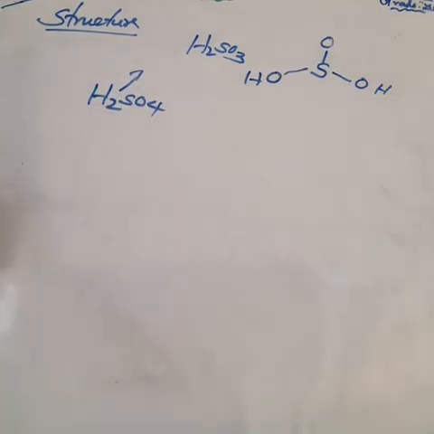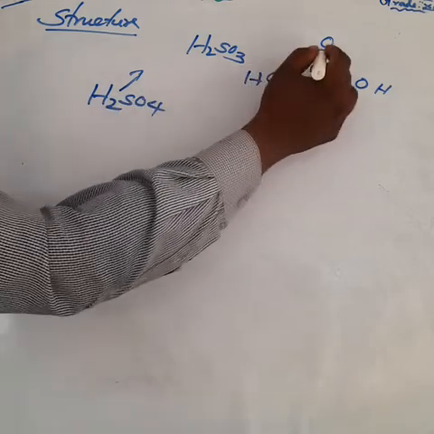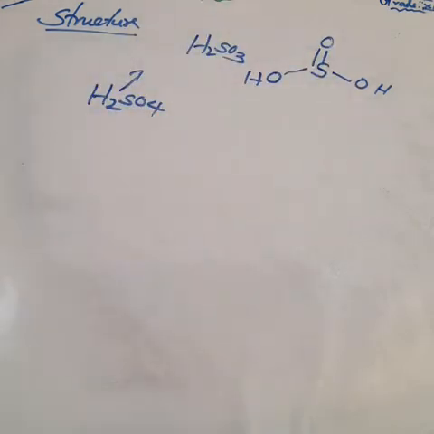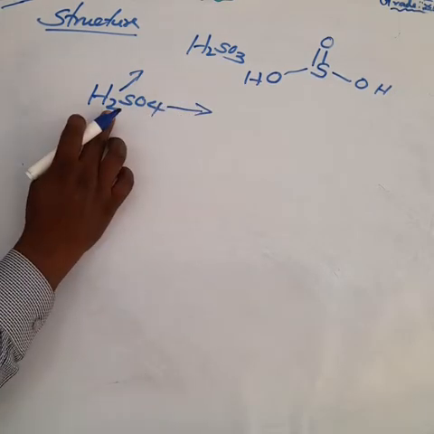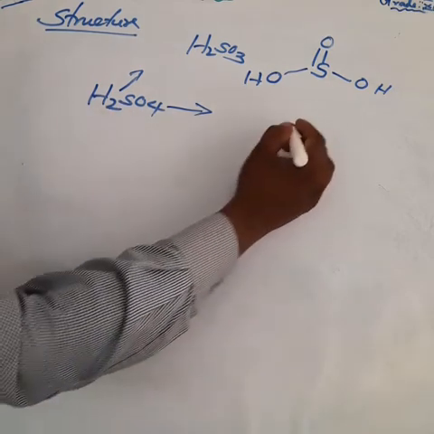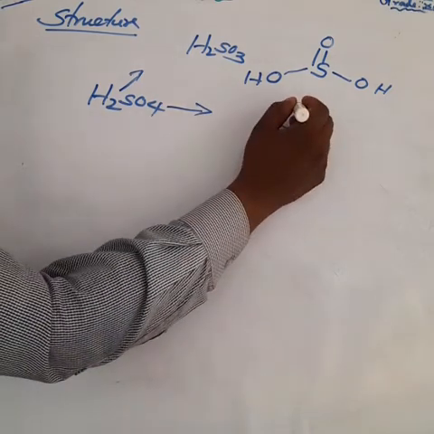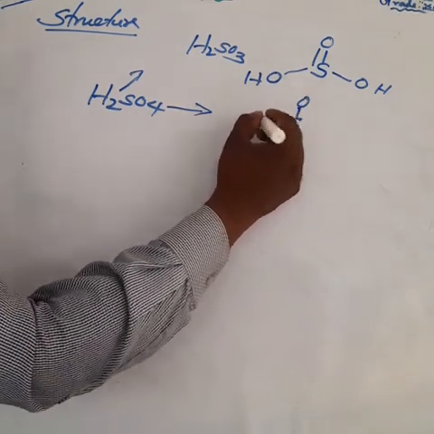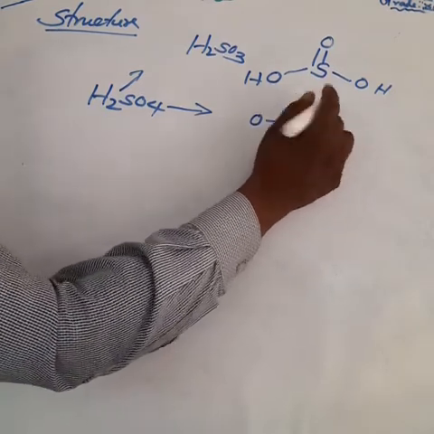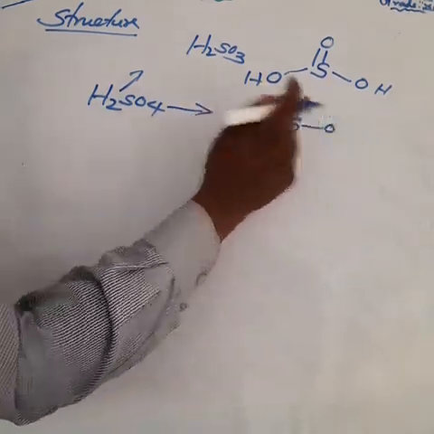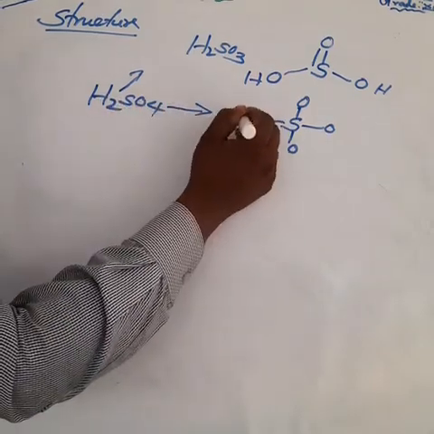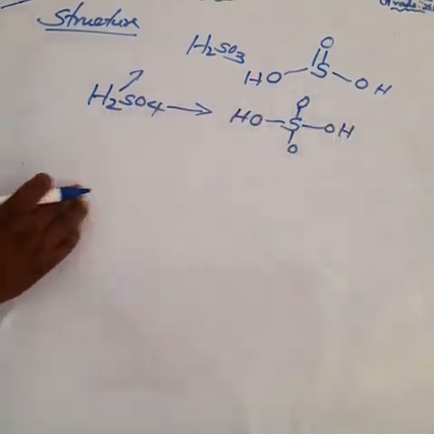Now we can make the bond. Don't forget that the sulfur oxygen bond is a double bond. Okay, so make it a double bond. Next, about sulfuric acid, the formula is H2SO4. The sulfur is at the center, surrounded by four oxygen atoms: left side one, below one, right side one, up one. Four sides are over. How much hydrogen is there? Two hydrogen, left side one, right side one.